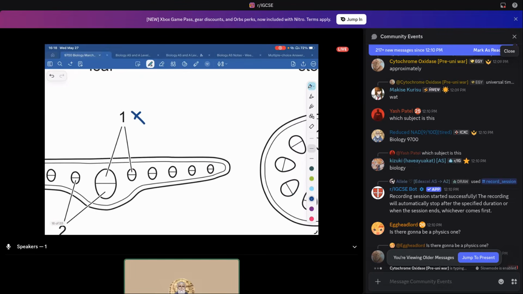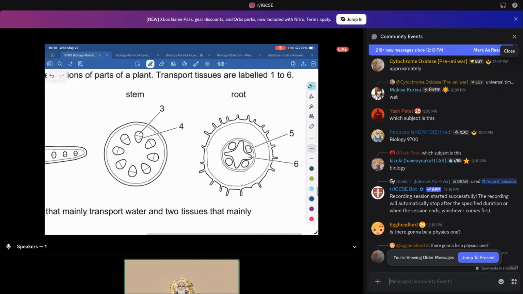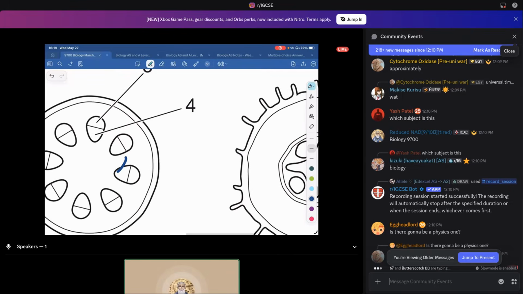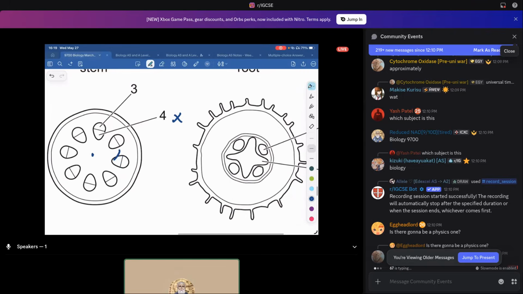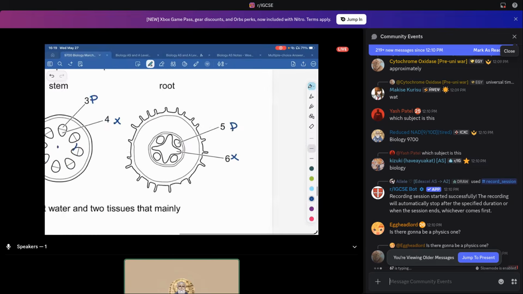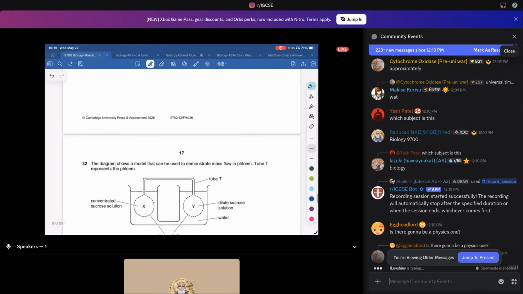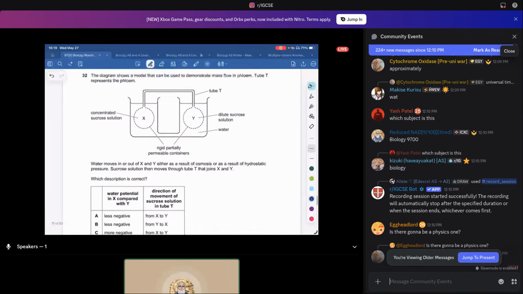Now in leaf cells, xylem is up and phloem is down. Everywhere else, xylem is the cells that are closer to the middle. So 4 is xylem, 3 is phloem, 5 is phloem, and 6 is xylem. Mainly transports water: 1 is xylem, yes, and 3 is phloem, no. 2 is phloem, no. 3 is phloem, no. 4 and 6, yes, 4 is xylem and 6 is xylem. Mainly transports sucrose: 2 and 3, both are phloem.